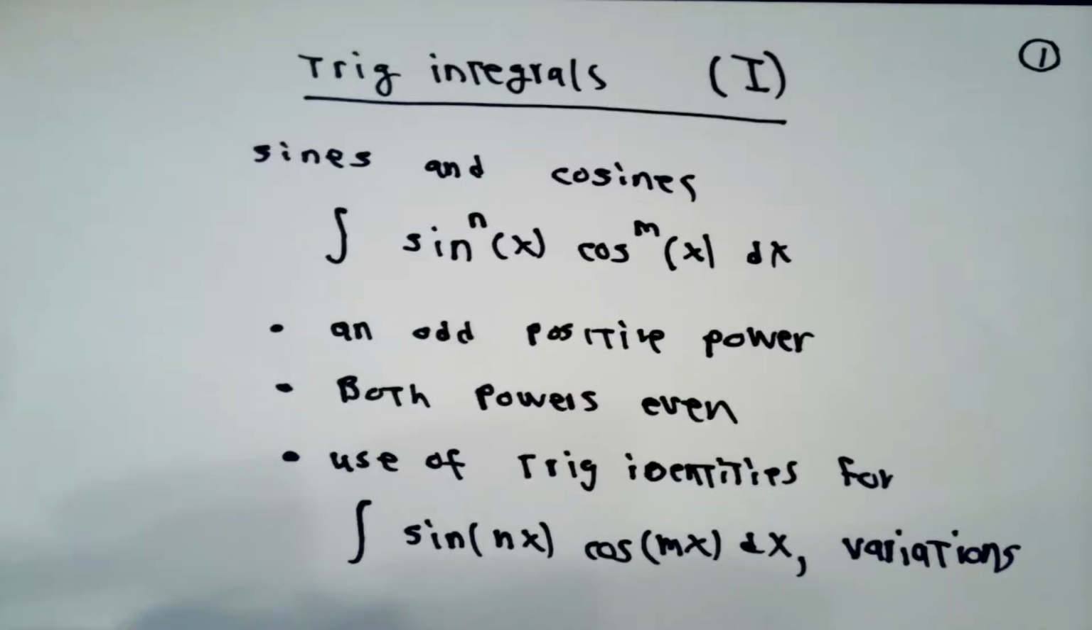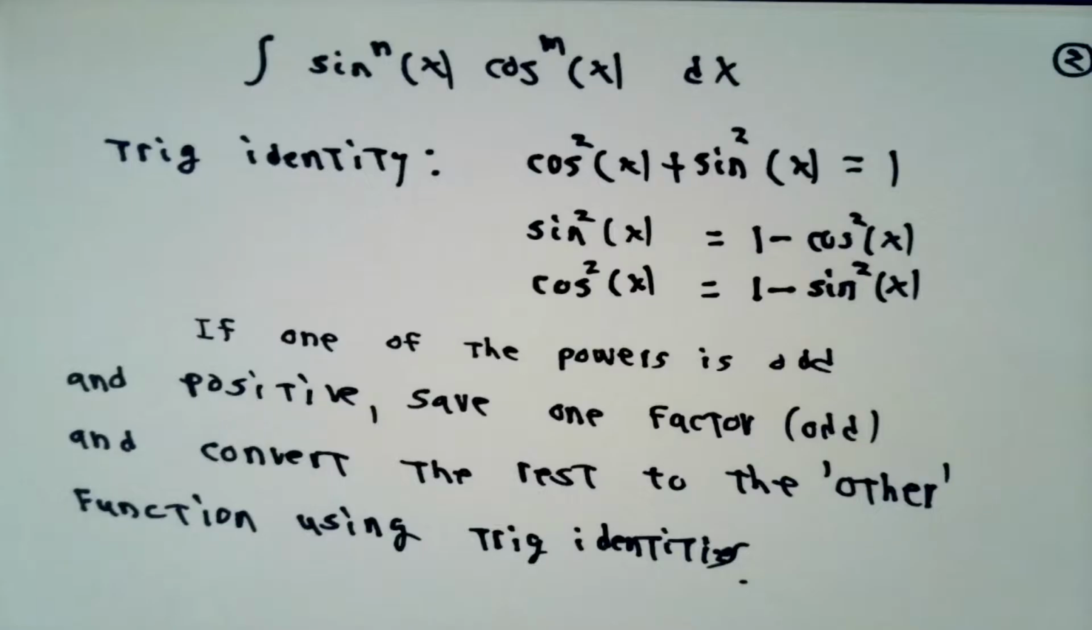After that, we're going to look at integrals that have sine of a constant times x times cosine of a constant times x with respect to x, and variations on that theme. The first type of integral that we'll look at is the integral of a power of sine x times a power of cosine x dx.